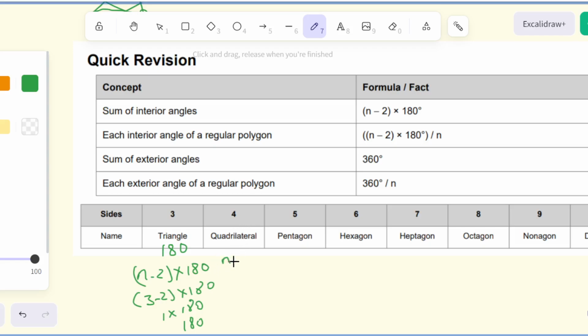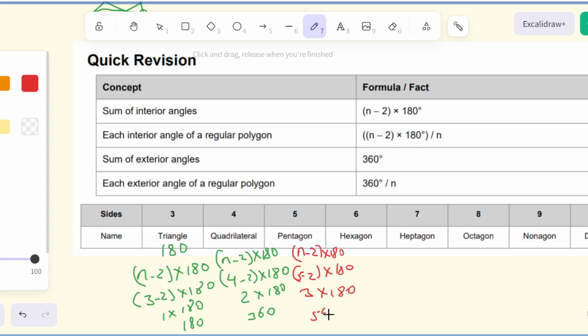Now let's take a quadrilateral. n minus 2 into 180. So n, we put it 4 because a quadrilateral has 4 sides, right? So 4 minus 2 into 180, you get 2 into 180, and that's how you got 360. This formula is very helpful. Pentagon, again the same formula, n minus 2 into 180, right? n is 5. So 5 minus 2 into 180. So 3 into 180 basically, and that's 540. So this formula is very helpful.